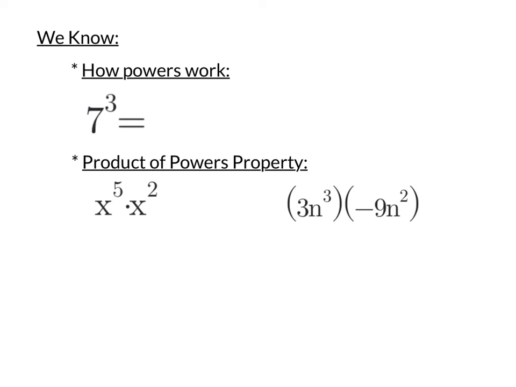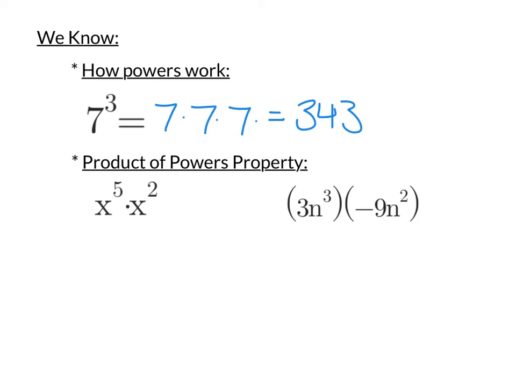I want to take a look at a special property of exponents of powers called power of powers. Right now, there's a couple things that we know about powers. First of all, we know how powers work. So that if I have 7 to the third power, that's just repeated multiplication. I'm going to take 7 times 7 times 7, and we should get 343.